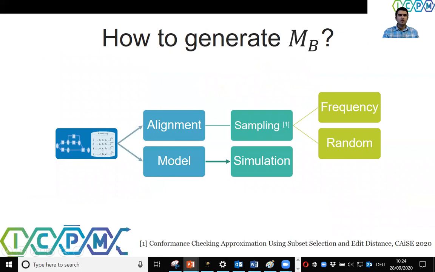So one question is, how could we have this subset MB? How can we generate it? There are two main methods. We can select some of the log traces and use the normal alignment technique to find the most similar traces for them. Or we can simply simulate the model and keep as many traces as we like. In this research, we aim to simulate the model. However, we aim to simulate traces in the model that are closer to the event log.